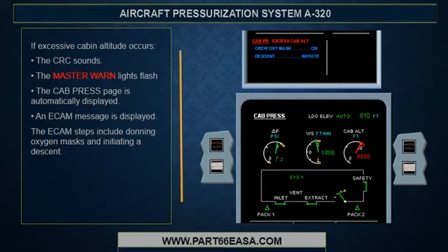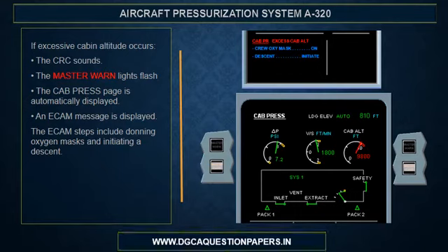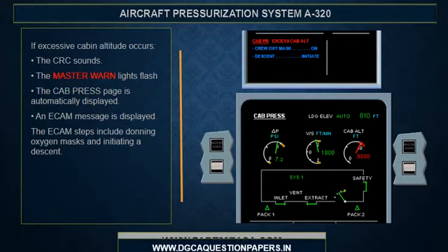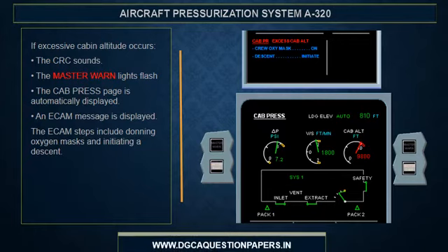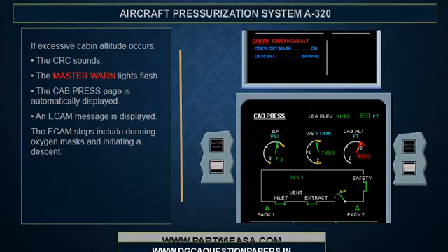If excessive cabin altitude occurs, the CRC sounds. The master warn lights flash, and the CAB PRESS page is automatically displayed. An ECAM message is displayed. The ECAM steps include donning oxygen masks and initiating a descent.